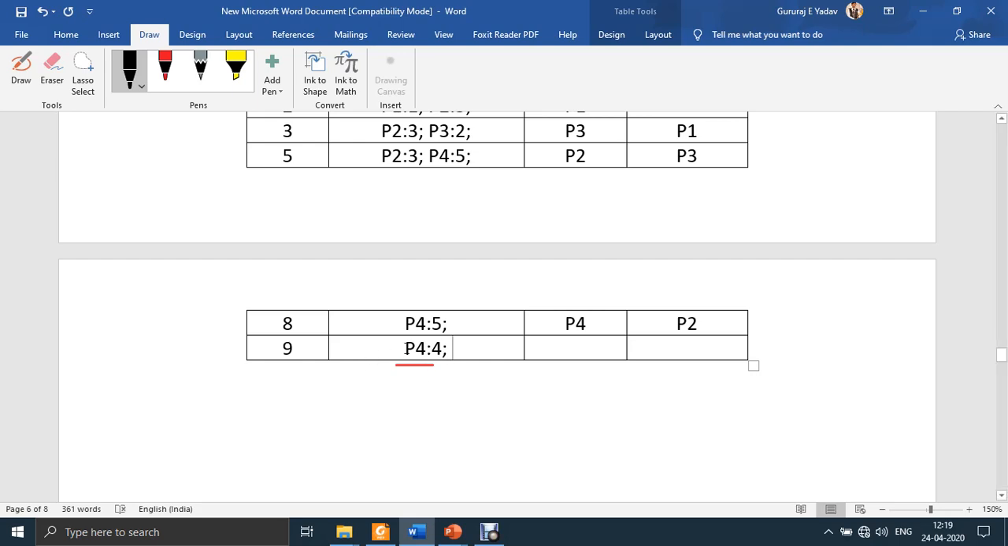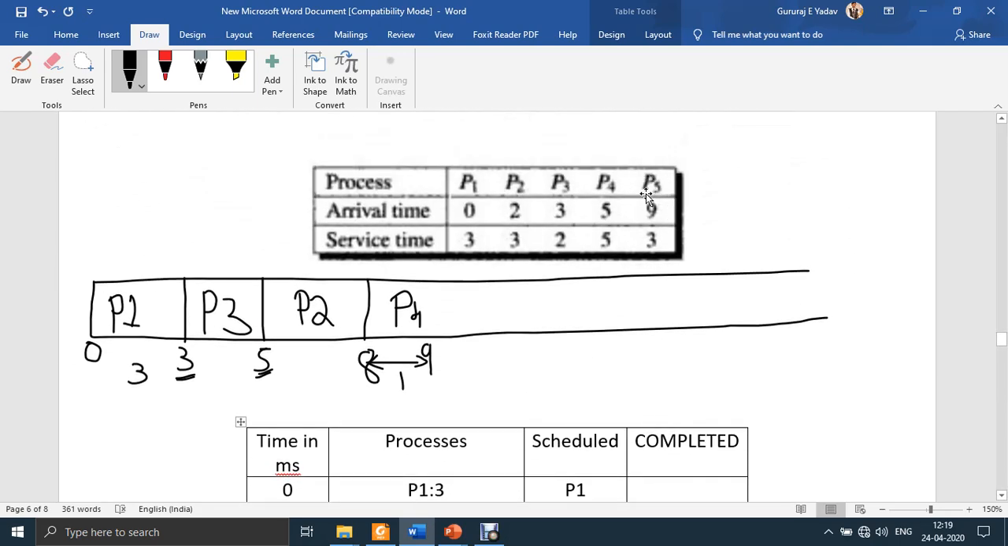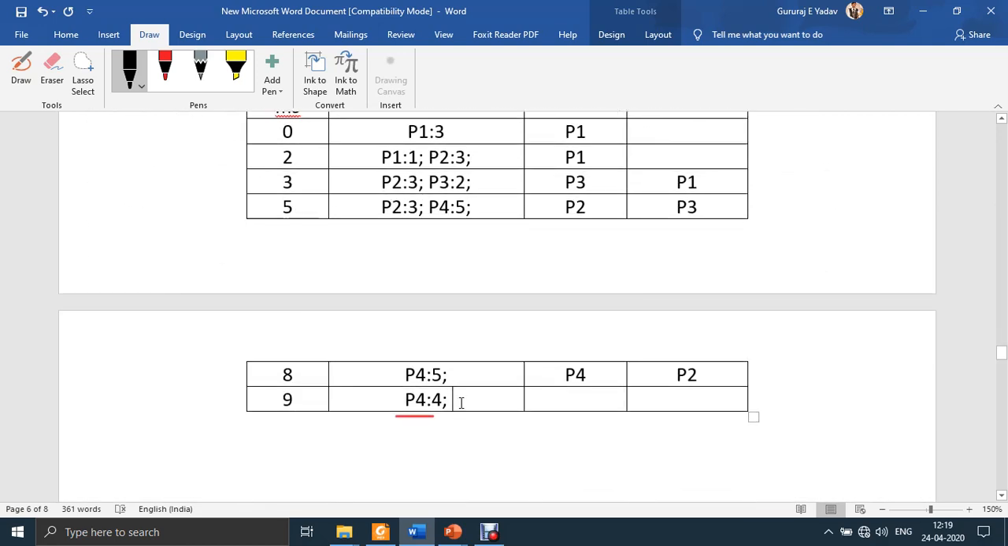Along with P4, a new process has entered the system, which is P5. What is its estimated completion time? The service time is 3, so P5 has an estimated completion time of 3 milliseconds. Now you have to decide between P4 and P5 which one to schedule based on the preemptive SJF policy. P5 has the minimum time, so P5 will be given the chance to execute. Remember, no process has completed at time instant 9.